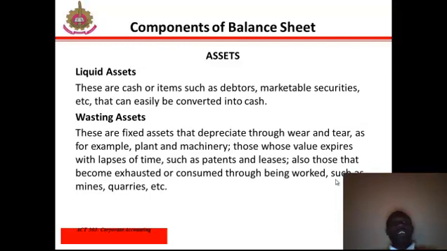Wasting assets. These are fixed assets that depreciate through wear and tear, as for example plant and machinery, those whose value expires with lapse of time, such as patents and leases. Also those that become exhausted or consumed through being worked, such as mines, quarries.